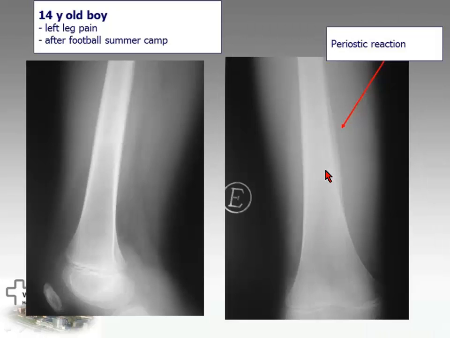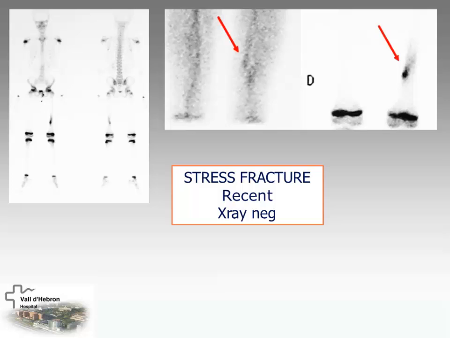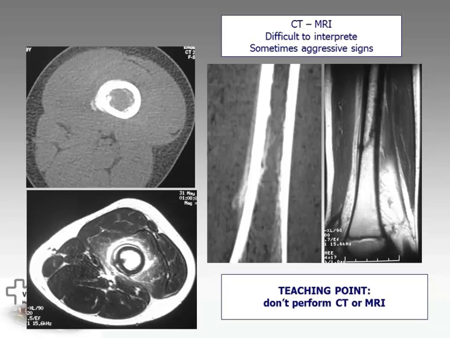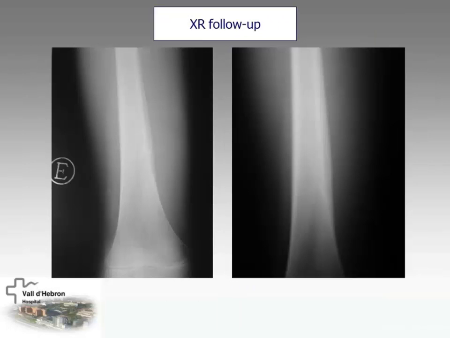But in this other case, it is more or less the same history, but it was a football player with pain in the left leg, and here we have a periosteal reaction. We performed a bone scan and there is a lesion with a mild increase in the blood pool here, and here a very focal lesion, nearly linear. This was reported as a possible stress fracture, but the family was very anxious and asked for a magnetic resonance. The magnetic resonance was difficult to interpret, as was the CT, and they described aggressive signs. They performed a biopsy, and the pathologist had a lot of problems. The key point came 2 weeks later, when the X-ray follow-up showed that it was really a stress fracture.